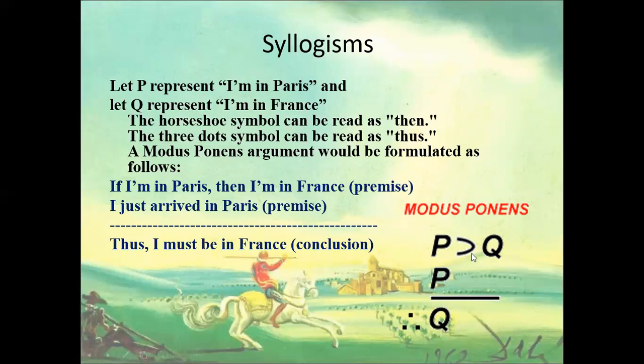So if I say something like, this horseshoe is an arrow, is an implication. This implies that. So P might represent something like, if I am in Paris, then I am in France. So this would read, if I am in Paris, then I am in France. I just landed in Paris, therefore I must be in France.